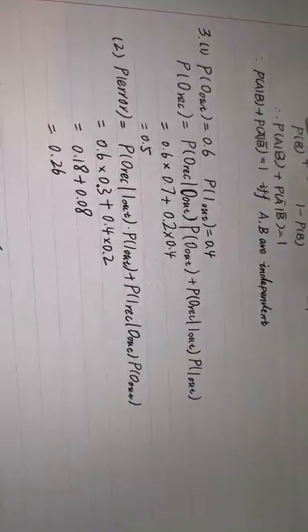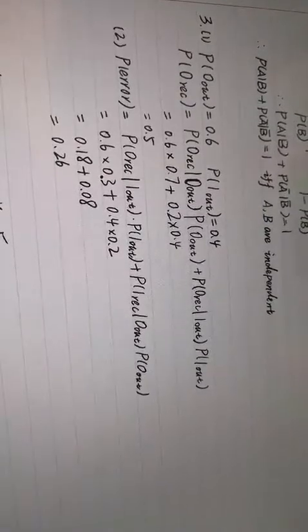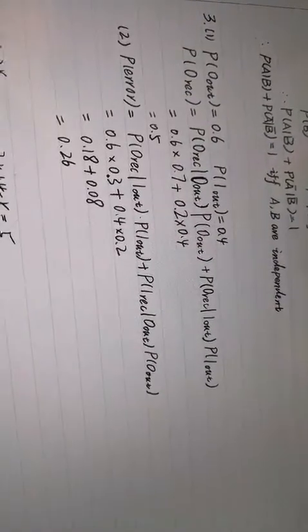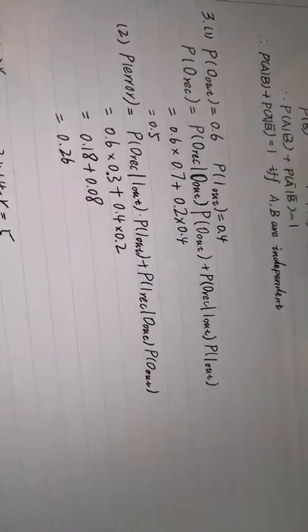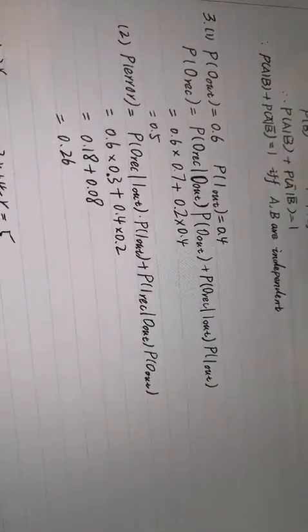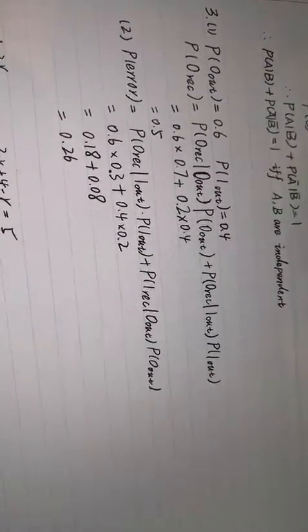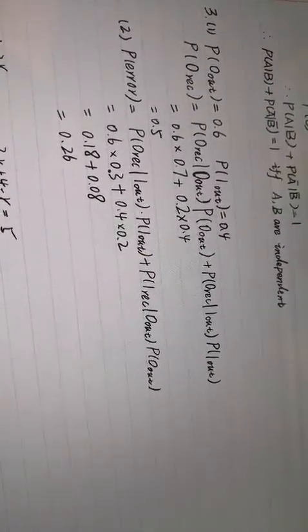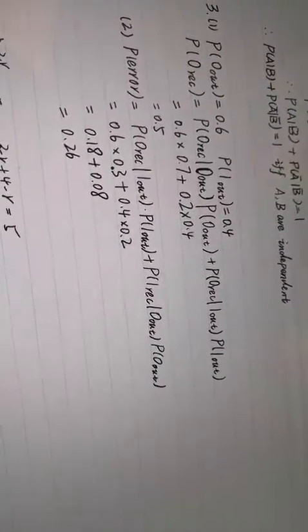So this is the solution of the third problem. The question is, a digital signal 1 or 0 is transmitted through a noisy channel. The received data may be different from the signal sent out. Suppose the transmitter sent out 0 with probability 0.6 and 1 with probability 0.4.